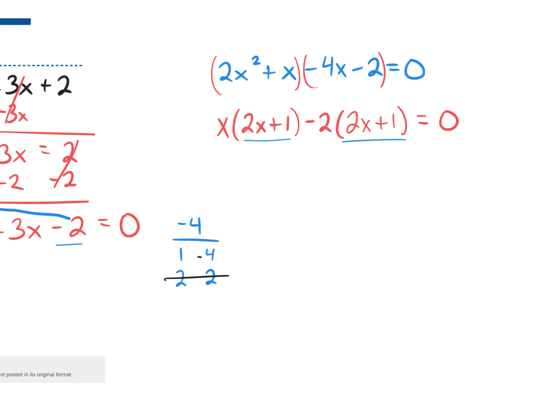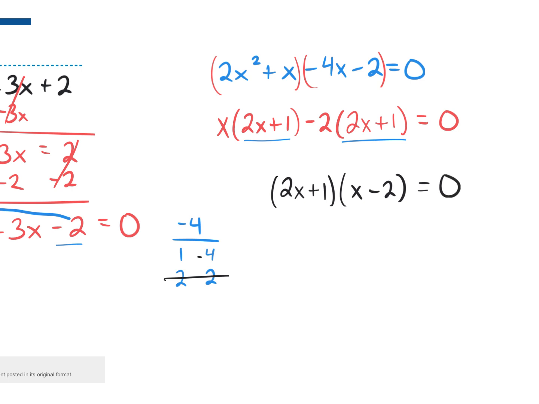How do I write my next step? X minus 2. Yep, write what you have that's the same, and then write what you have left over. 2x plus 1, and then I have x minus 2. What's it equal to? 0.